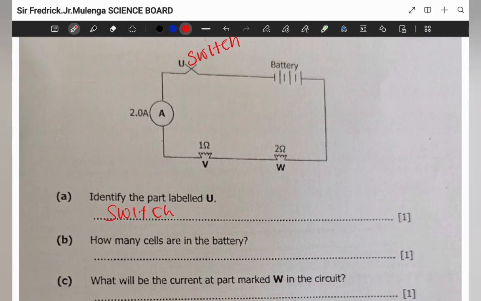Then how many cells are in the battery? Many times I've shown you how to count batteries, or cells. So that's pair 1, pair 2, pair 3. So how many cells? 3 cells.